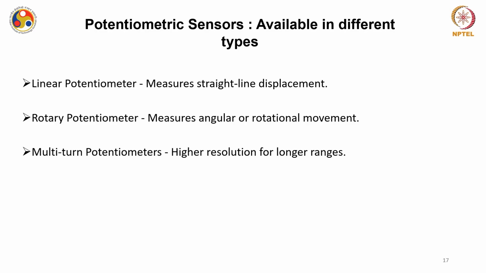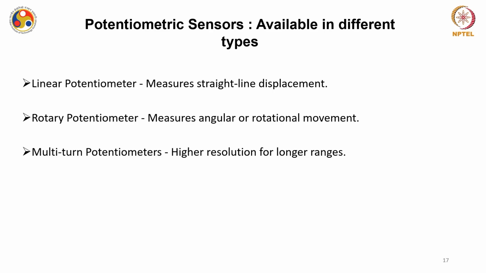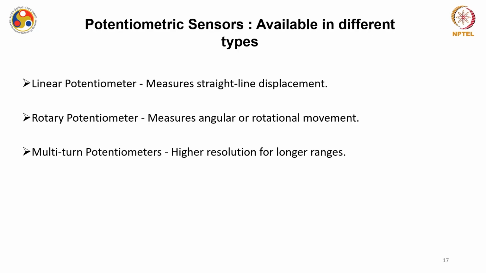and we will see that although these devices are very simple, there are certain limitations of these kinds of sensors. They cannot be applied for all kinds of applications. Although what we have seen just now is a linear potentiometer, where the measurement is a straight line displacement, there can be cases where you deal with angular or rotational movement. For those applications you have the rotary potentiometer, and you also have another kind of displacement sensor based on the potentiometer, known as the multi-turn potentiometer, which has high resolution for longer ranges.